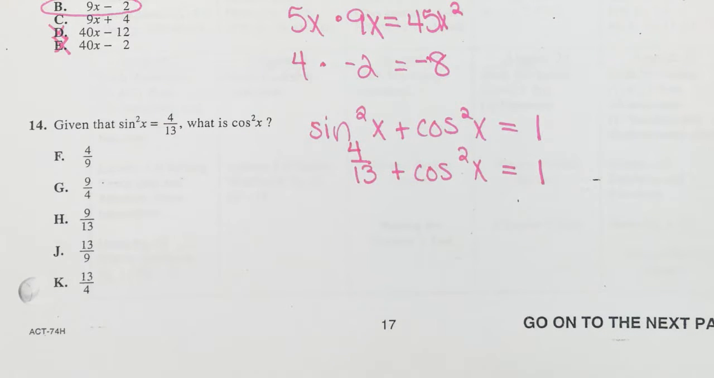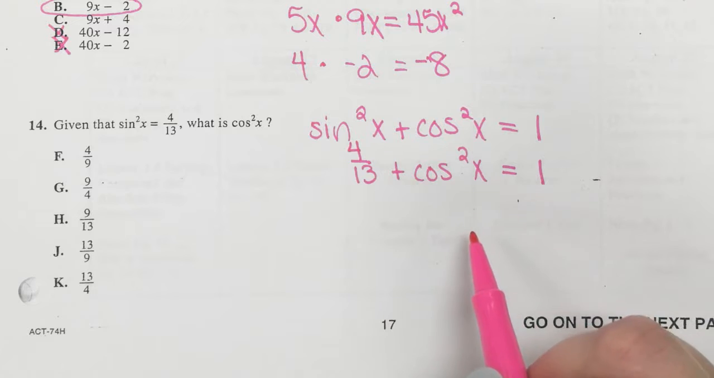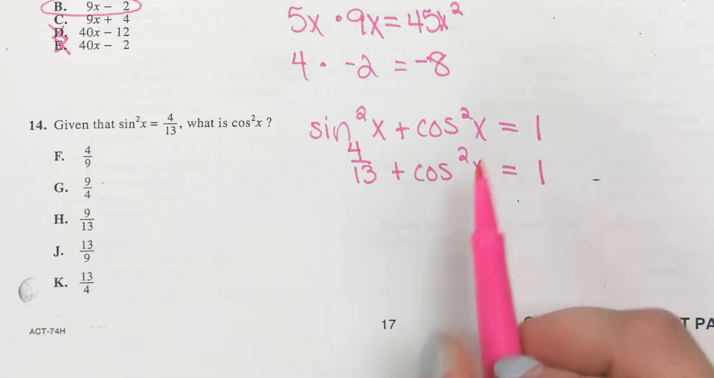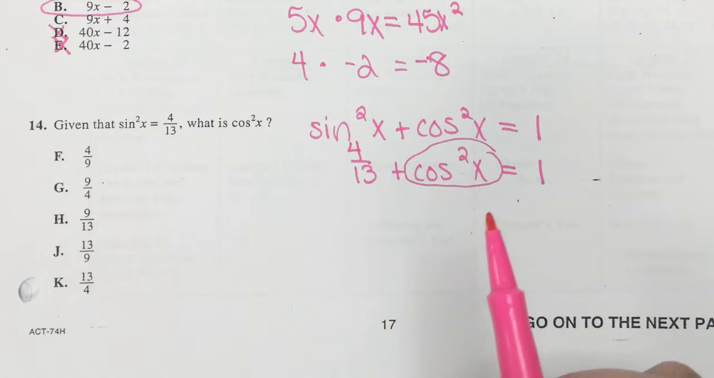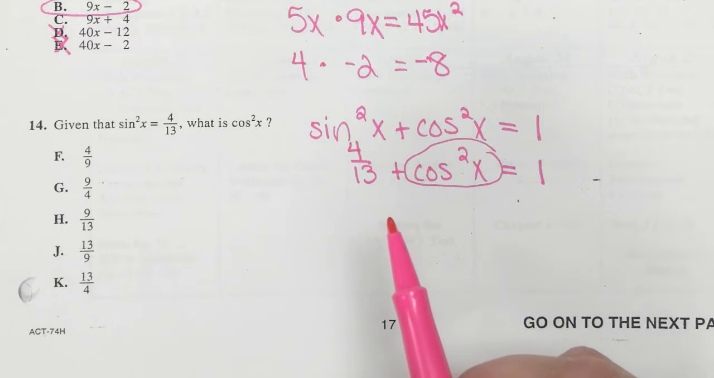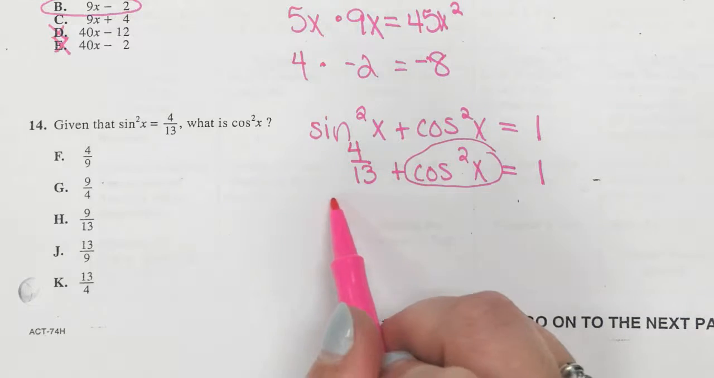And what do they want you to solve for? Cosine squared, right? Right here. So don't let it freak you out. How would you normally get cosine squared by itself? You would subtract it.